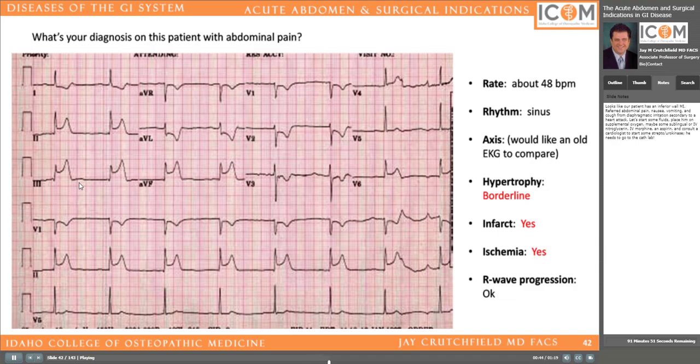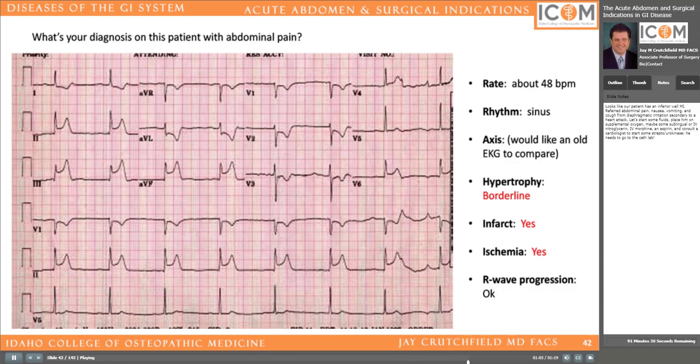Looks like there's some borderline hypertrophy and probably an infarct with ischemia. The R progression seems okay. The impression here is it looks like our patient has an inferior wall MI. Referred abdominal pain along with nausea and vomiting and cough from diaphragmatic irritation secondary to a heart attack.